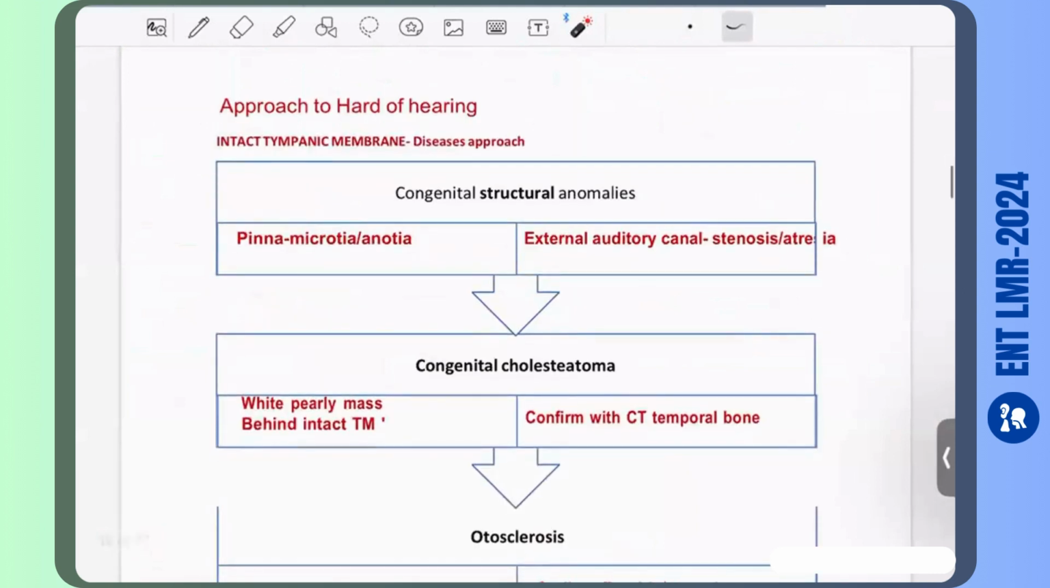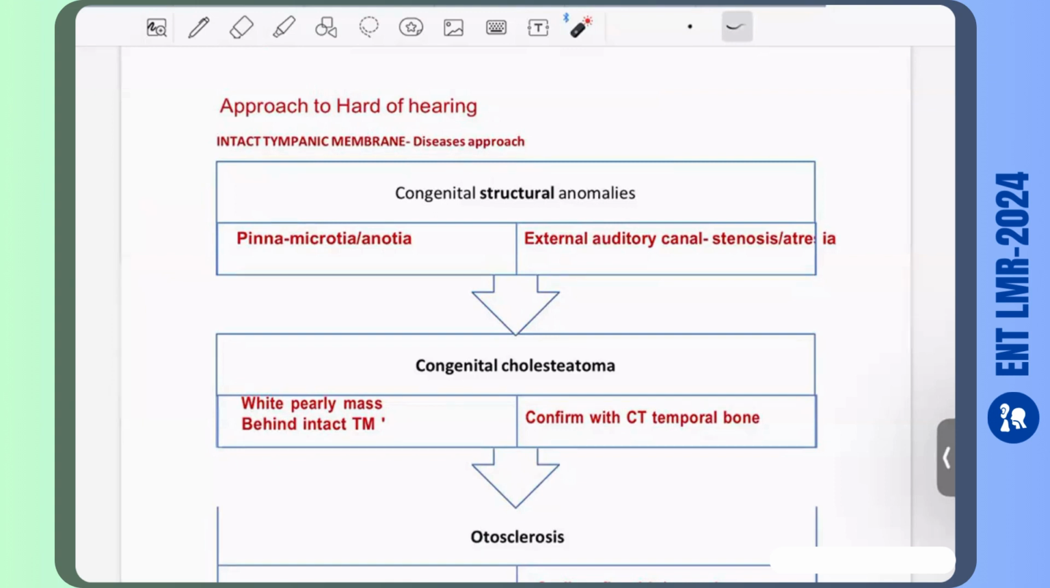Then approach to hard of hearing. We have completed approach to ear discharge, surgeries for that, tests for that, everything I have shown you. Now approach to hard of hearing. The patient is coming to you with hearing loss. So what do you do? Two approaches. I'm going to show you the cases which have an intact tympanic membrane.